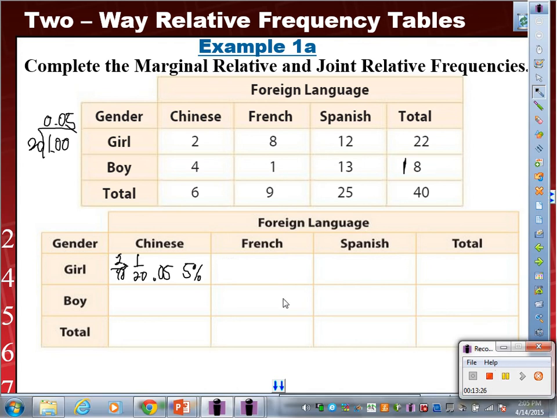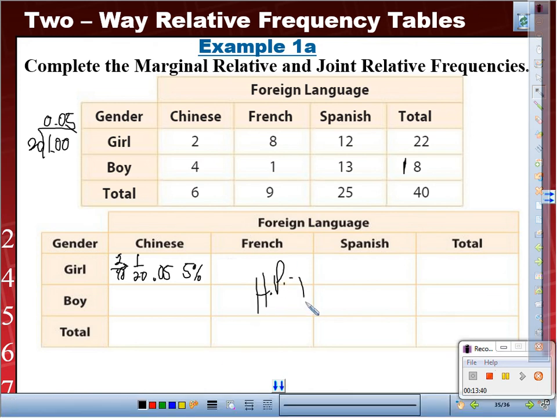So, pretty much this is what the homework will be about. They're going to ask you questions for marginal and joint relative frequencies or conditional relative frequencies. So, your homework for tonight will be on page... what is it? 423.